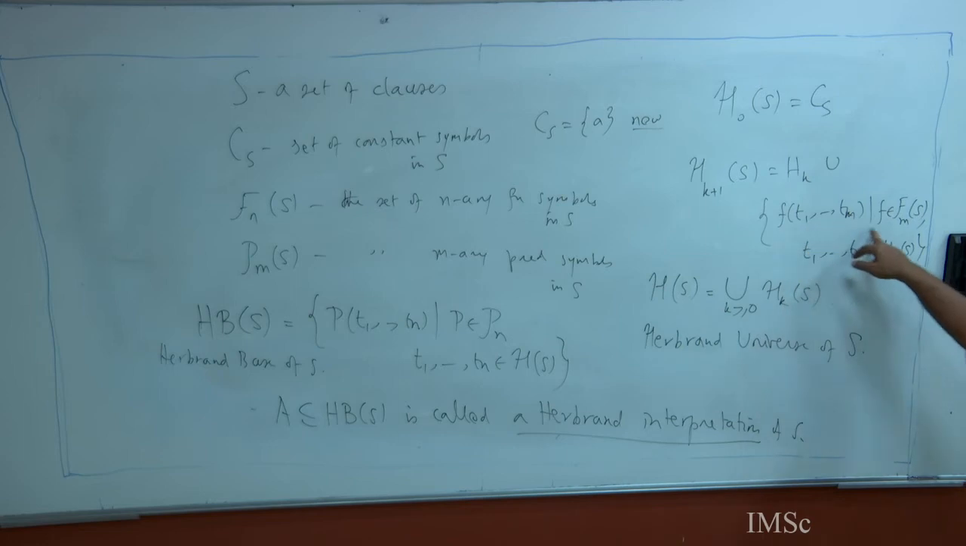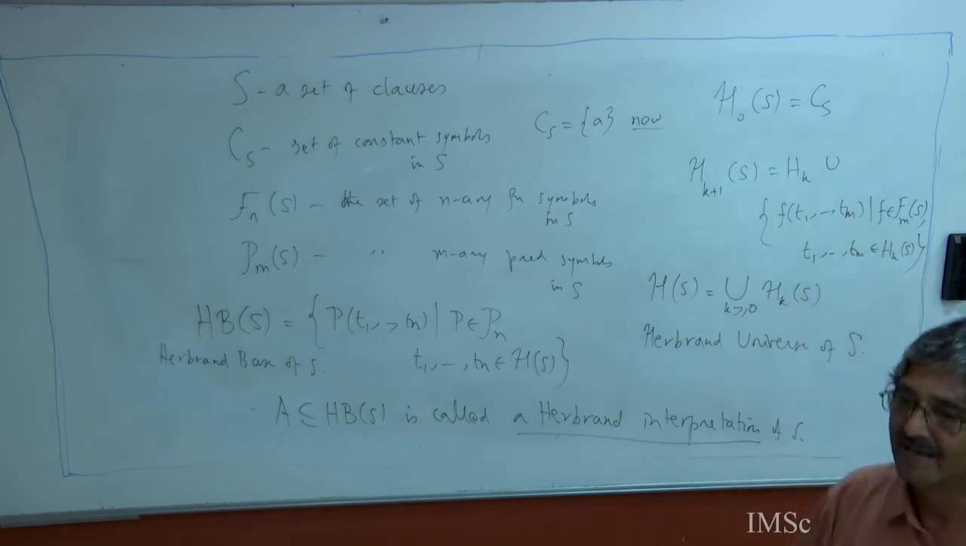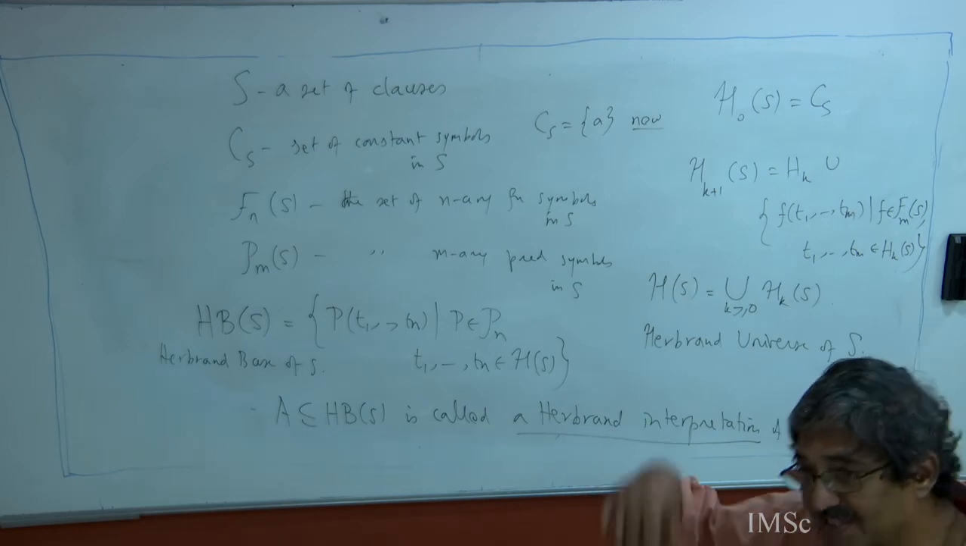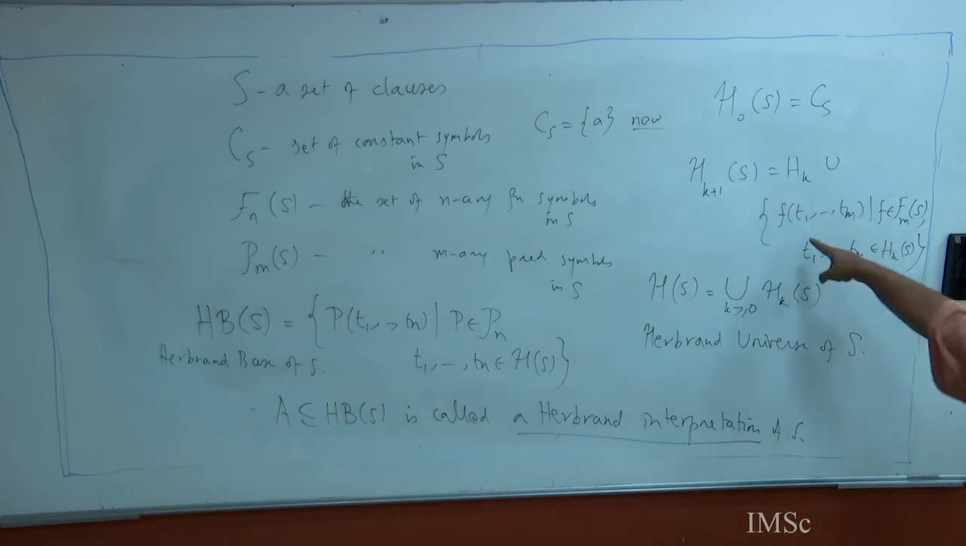Similarly here also, this is over all arities. Binary function symbols will give you binary things here, ternary function symbols will give you triples and so on, right? So you will get all those terms, and then all those terms can be plugged into the next level, and so on.